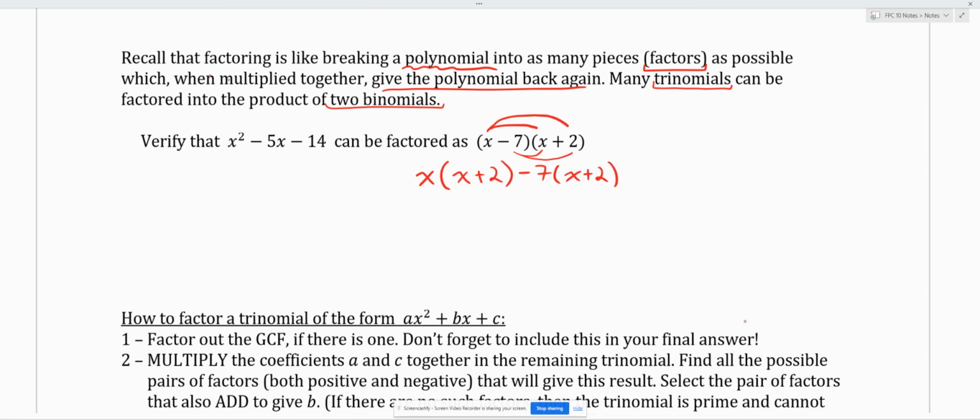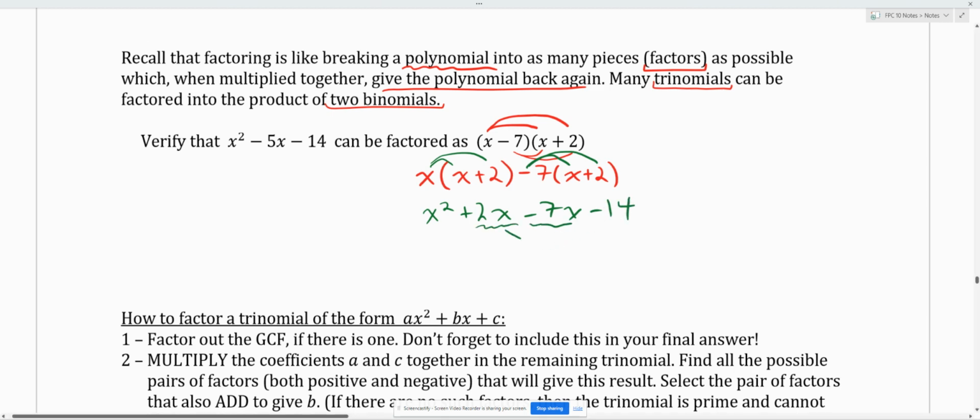Next, we're going to multiply this all in. And we know how to do this. x times x is x squared. x times 2 is 2x. And -7 times x is -7x. And -7 times +2 is -14. And then, of course, we get our like terms in the middle here. We're going to combine them. +2 and -7 is going to give me -5x. And then let's bring down our constant of -14 and the x squared. And we see we get right back to how we started this off.